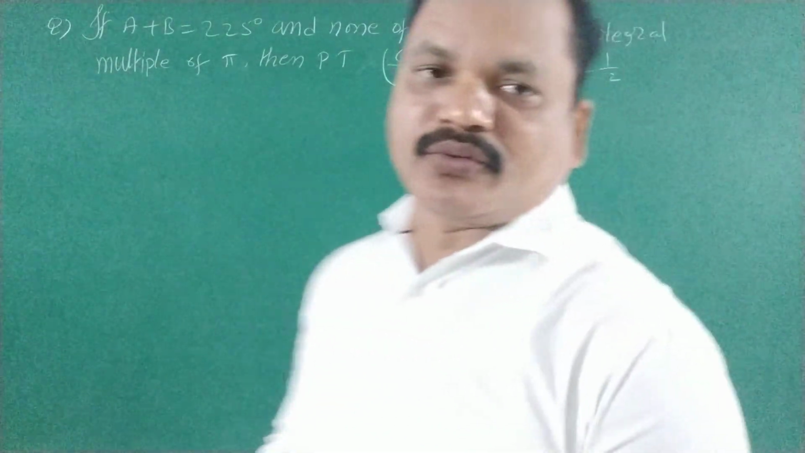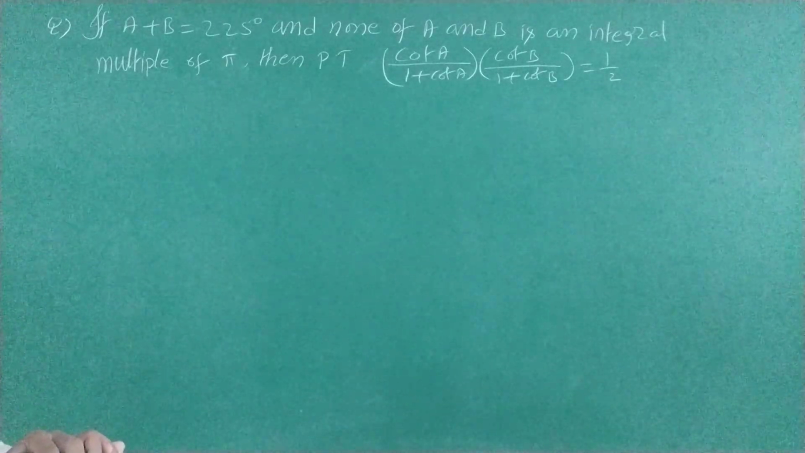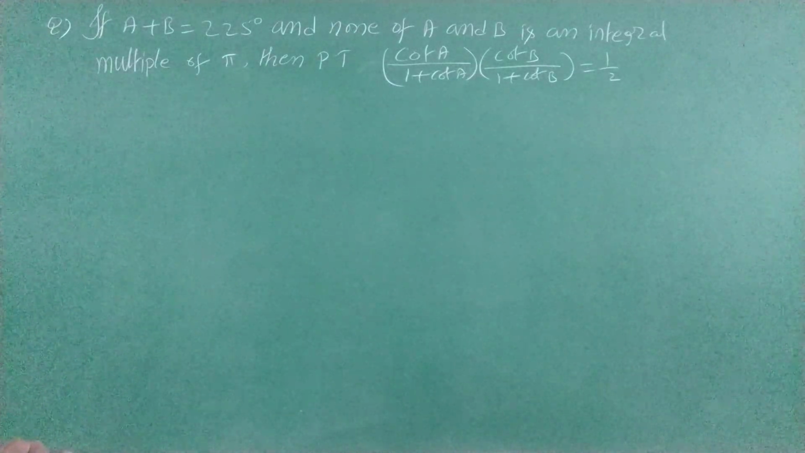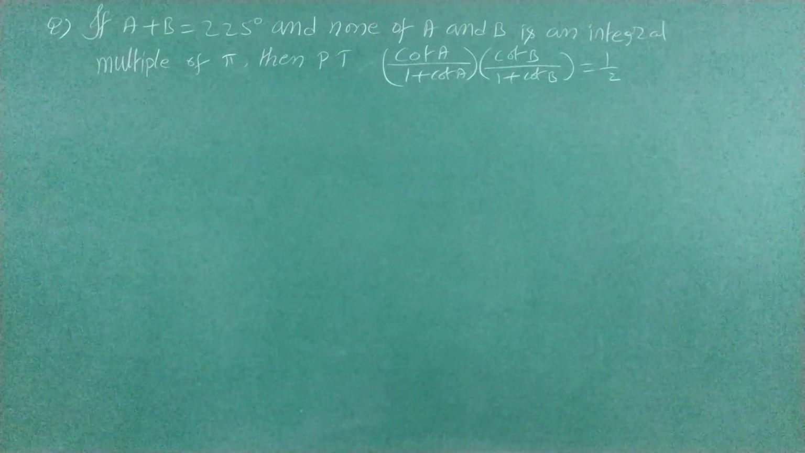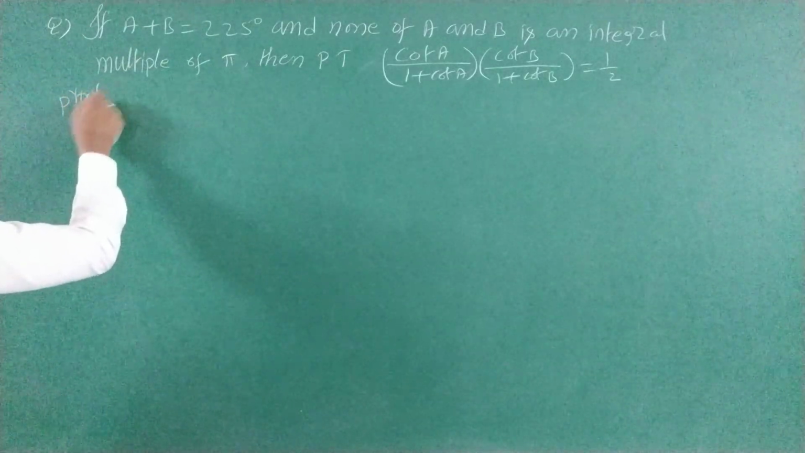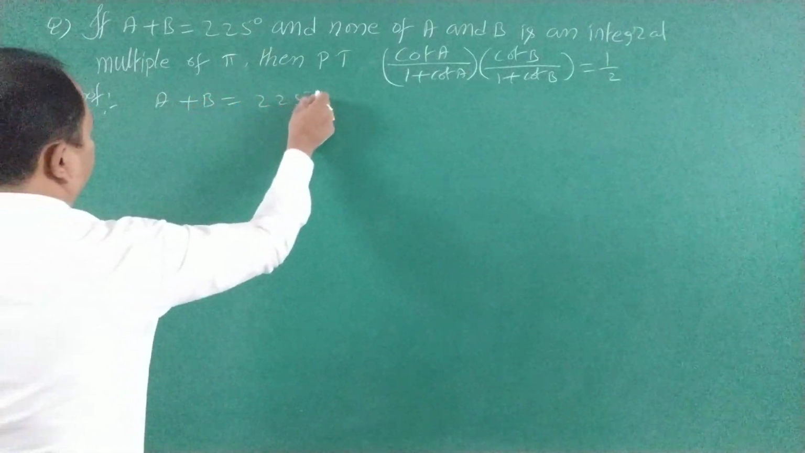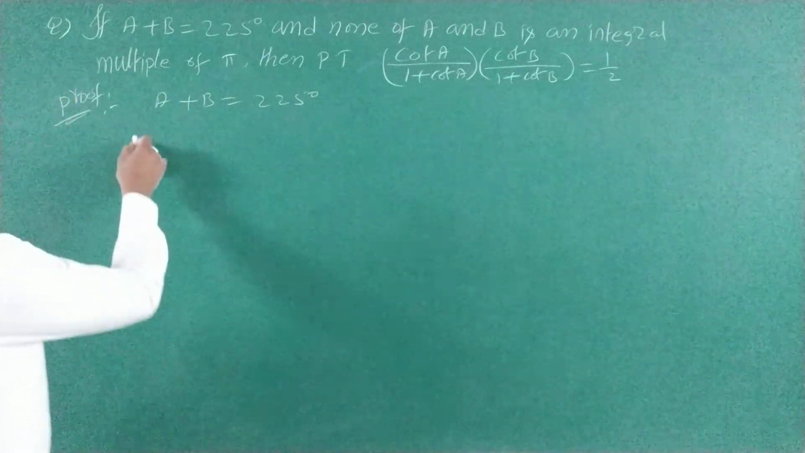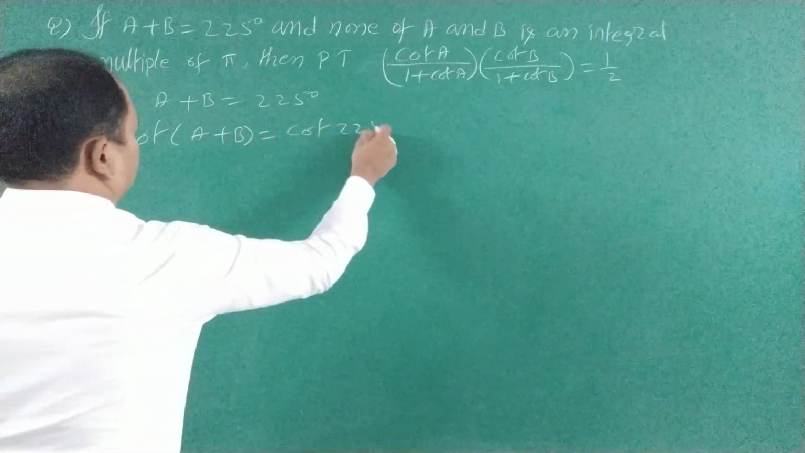Now we are going to one more question, depends upon the same concept. That is, if a plus b is equal to 225 degrees and none of a and b is an integral multiple of pi, then prove that cot a by 1 plus cot a into cot b by 1 plus cot b is equal to 1 by 2. Now the same process, solution for this one, proof for this one. Take a plus b is equal to 225 degrees. Now record result in terms of cot, that's why we have to apply cot on both sides. Then cot a plus b is equal to cot 225 degrees.